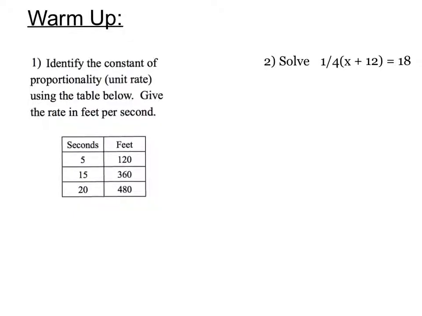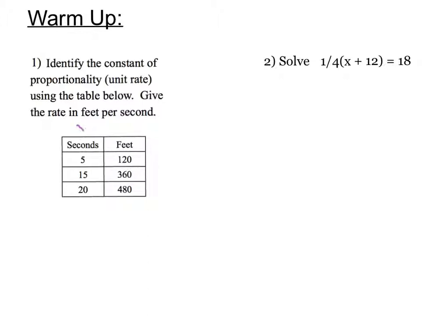To begin today, we have our warm-up. Our first problem says to identify the constant of proportionality, which is simply the unit rate, using the table below, and give the unit rate in feet per second. This should be nothing new because we just got done with it.